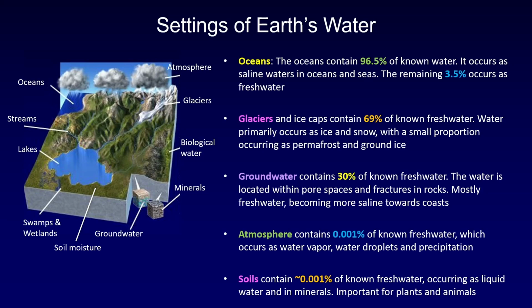Now, 30% of the fresh water is contained as groundwater. Groundwater is fresh water which is located in the subsurface, in the pores of rocks, and in fractures in rocks. The vast majority of this groundwater is fresh water. However, as you move towards the coast, it does tend to become more saline, more salty. And that's because you are dealing with a porous layer of rock.